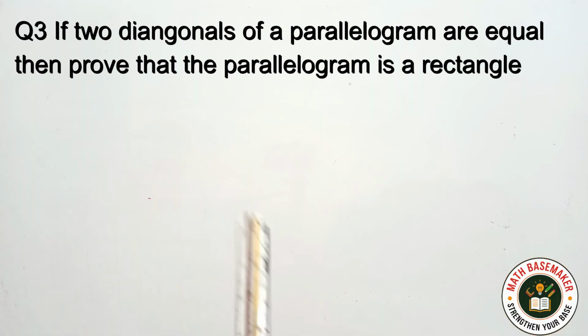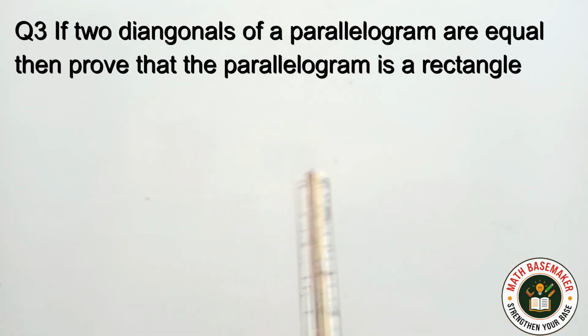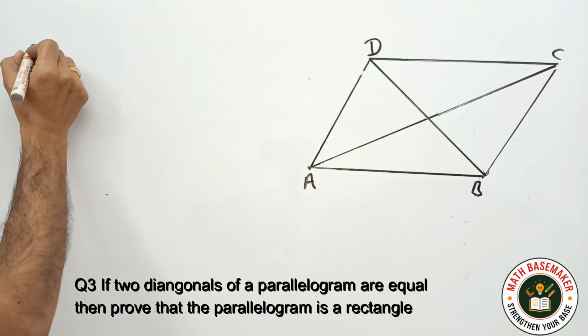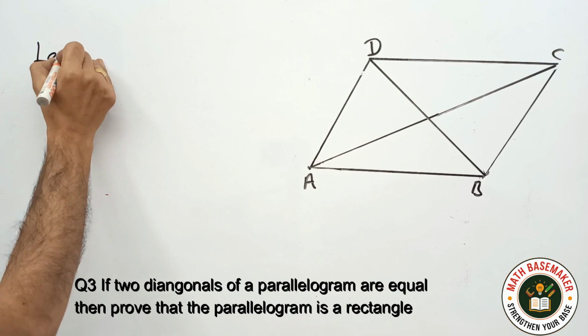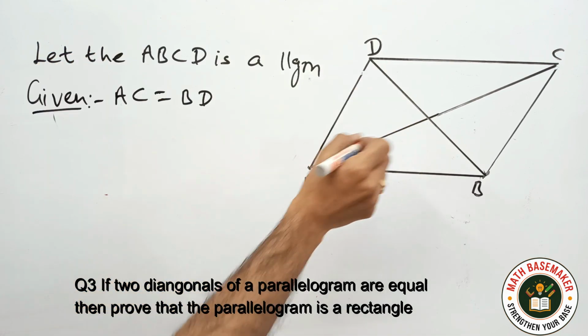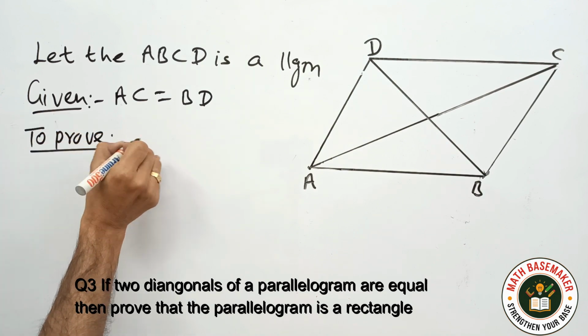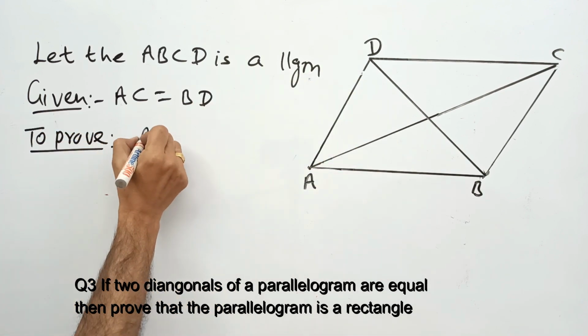Next question: in a parallelogram, if the two diagonals are equal, then prove that this parallelogram is a rectangle. So let the parallelogram be ABCD. Given that the diagonals AC and BD are equal, we need to prove that ABCD is a rectangle.